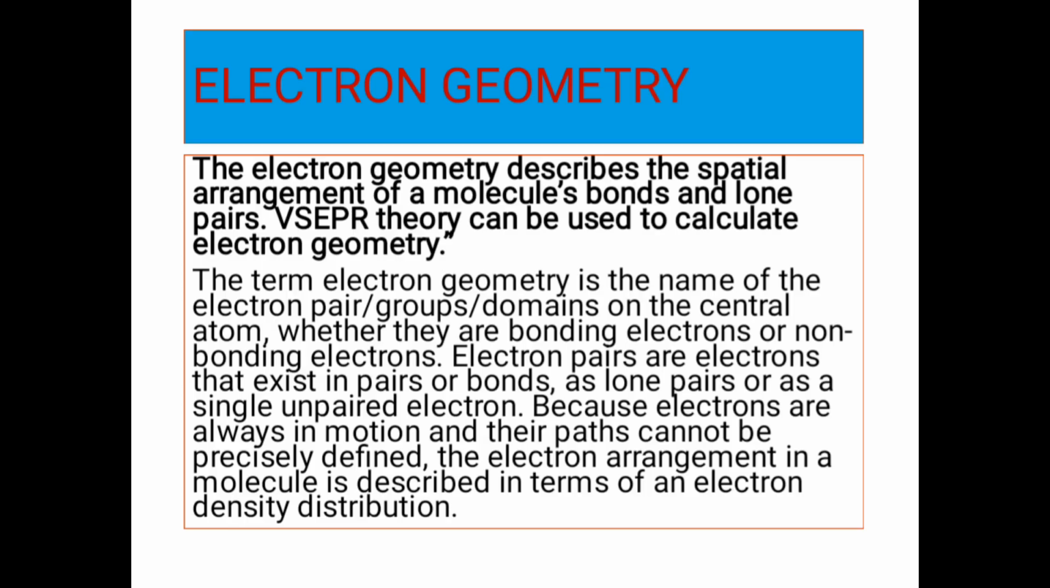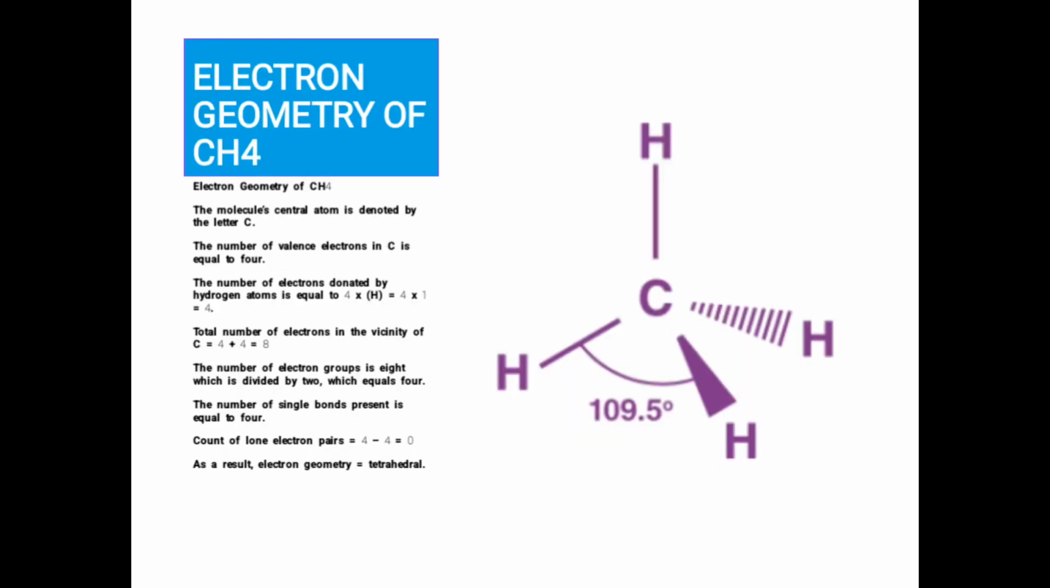So electron pairs are electrons that exist in pairs or bonds, as lone pairs, or as a single unpaired electron. Because electrons are always in motion and their path cannot be precisely defined, the electron arrangement in a molecule is described in terms of an electron density distribution. So why are we saying that?